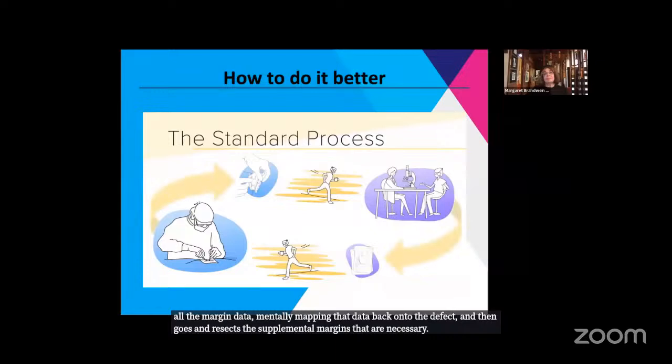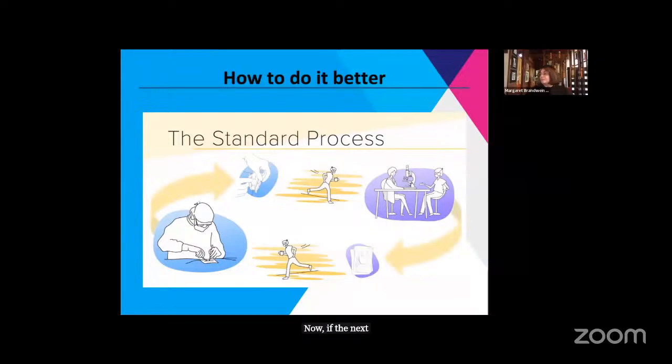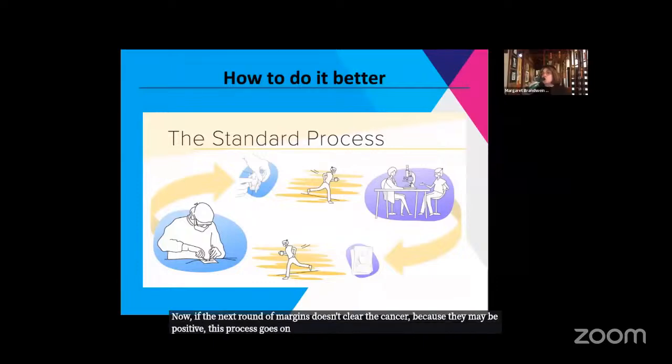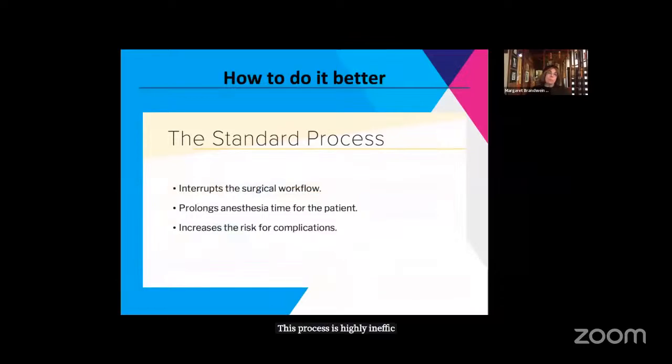Now, if the next round of margins doesn't clear the cancer because they may be positive, this process goes on and on and on. This process is highly inefficient and disrupts surgical workflow. It prolongs anesthesia time for the patient, increasing the risk of complications. This process is fraught with communication gaps and creates an inherent point of error.